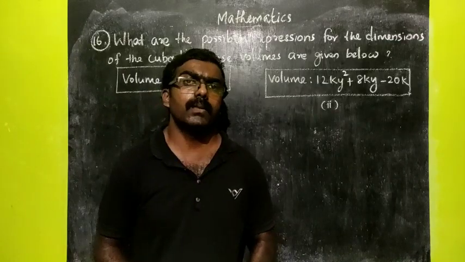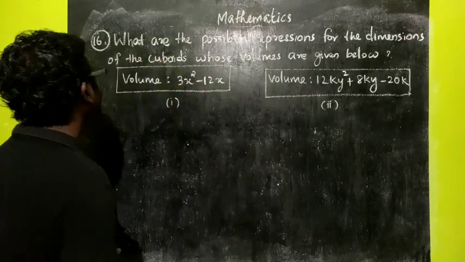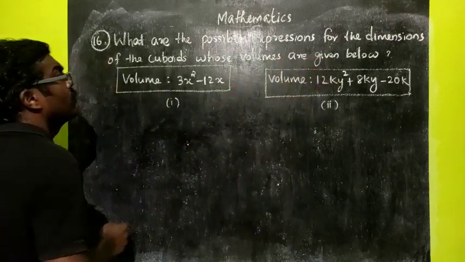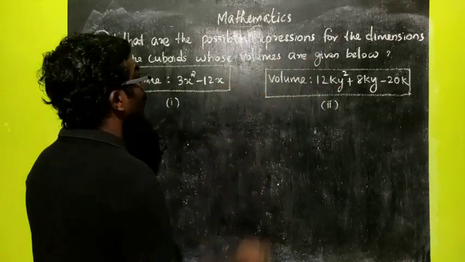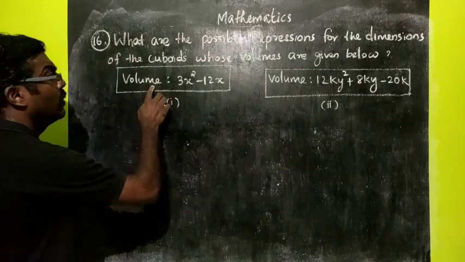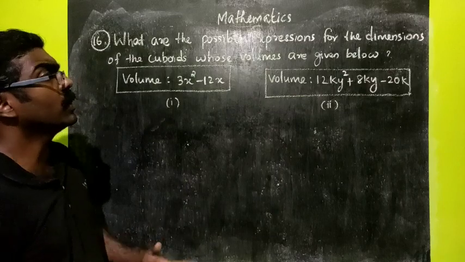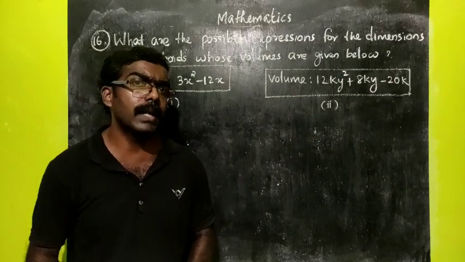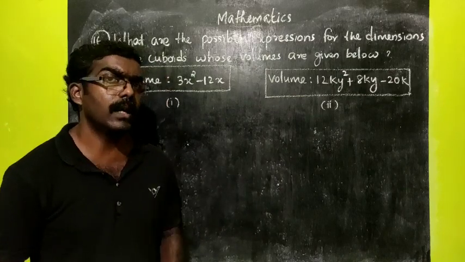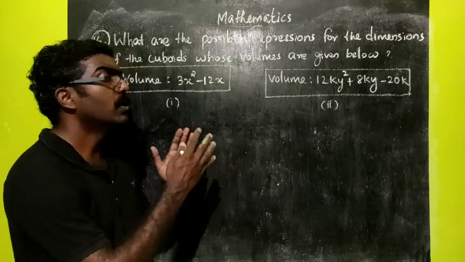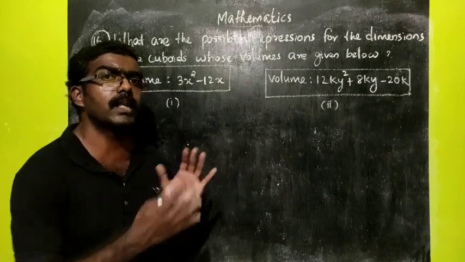Now we move on to the last question in this exercise. What are the possible expressions for the dimensions of the cuboids whose volumes are given below? First one is volume is 3x square minus 12x. As we know, volume of a cuboid is length into breadth into height, LBH. So we have to factorize this into 3 factors, 3 terms.